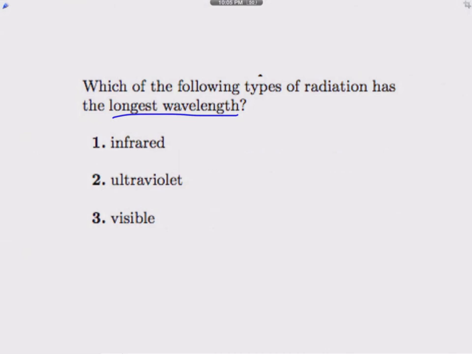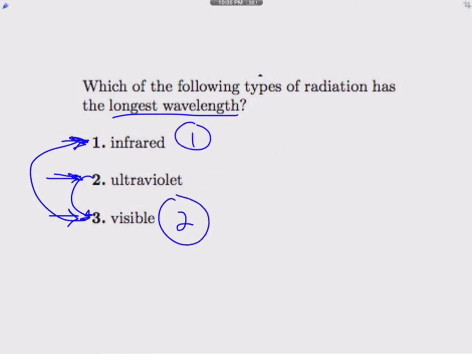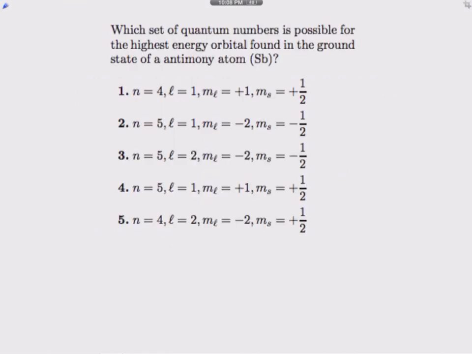So if we look at infrared, ultraviolet, and visible light, ultraviolet is above the visible light spectrum and infrared is below the visible light spectrum. So ranking them in order of lowest to highest energy, this is the lowest, this is the medium, this is the highest of those three. So the one with the longest wavelength is the one with the lowest energy, which would be infrared.